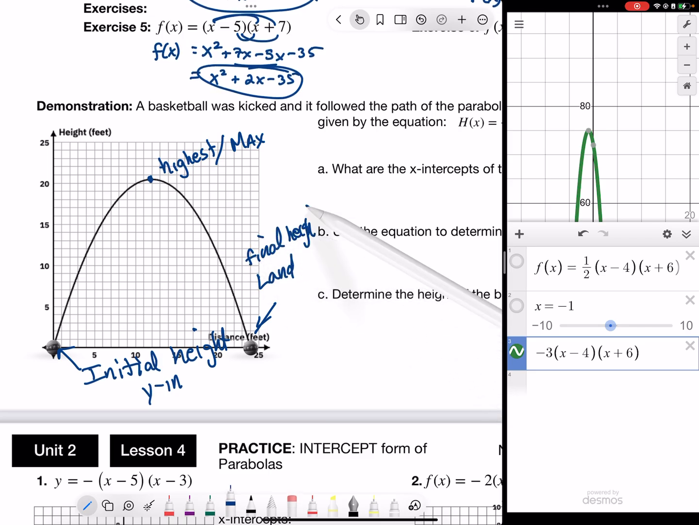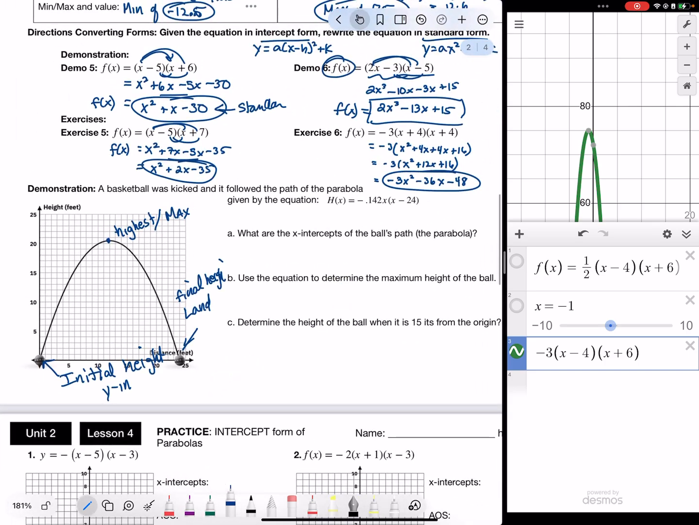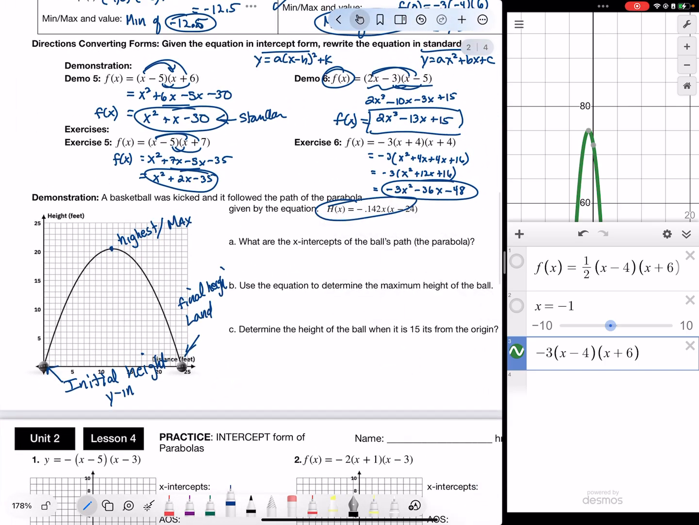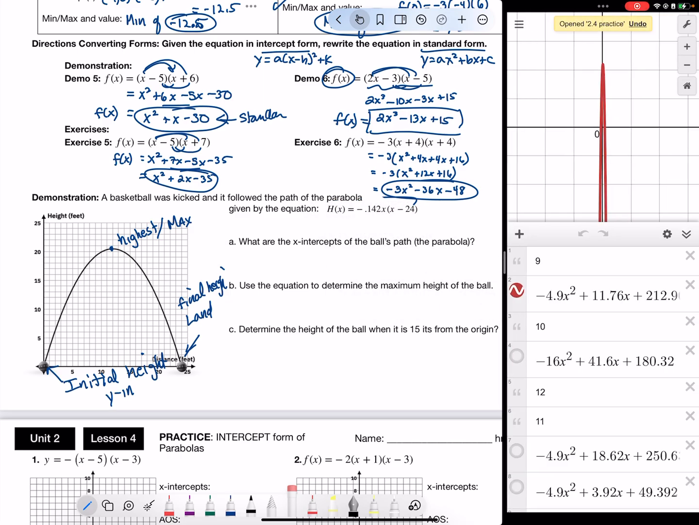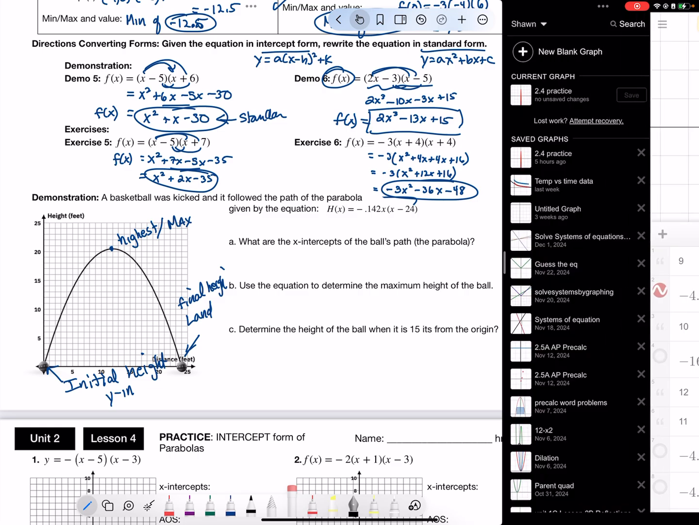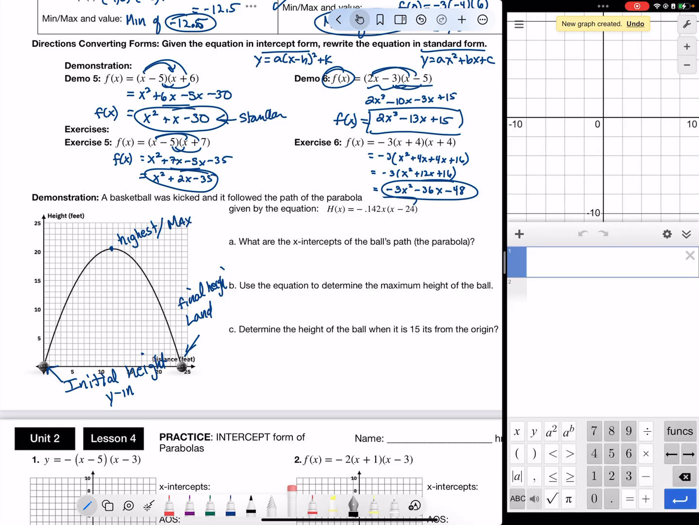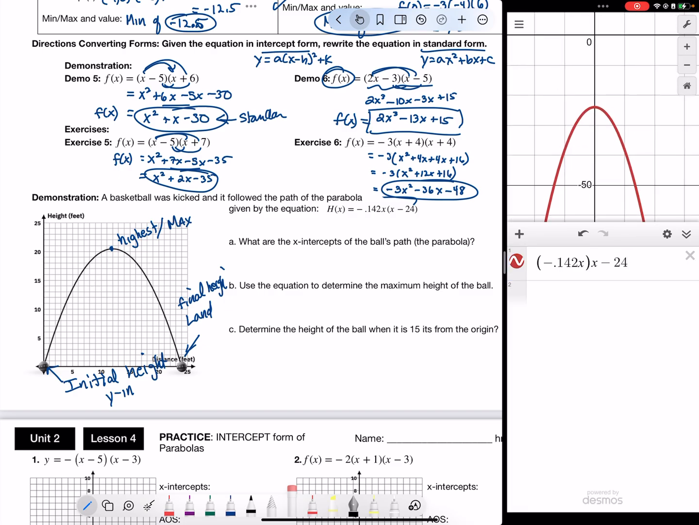So if I look at this, now thank goodness they gave me this equation. We're going to use our calculators extensively for this. So I think I've got these all saved right here. I don't have this one in there. So let me just pull up a new graph real quick. I'll graph it. Negative 0.142 x parentheses x minus 24. Hard to see it, but there it is.